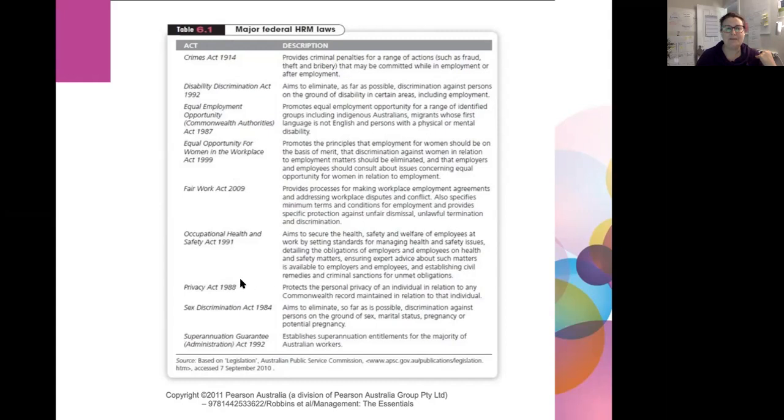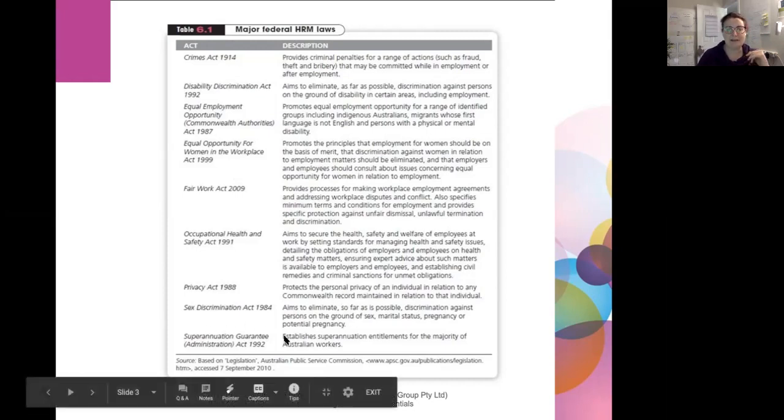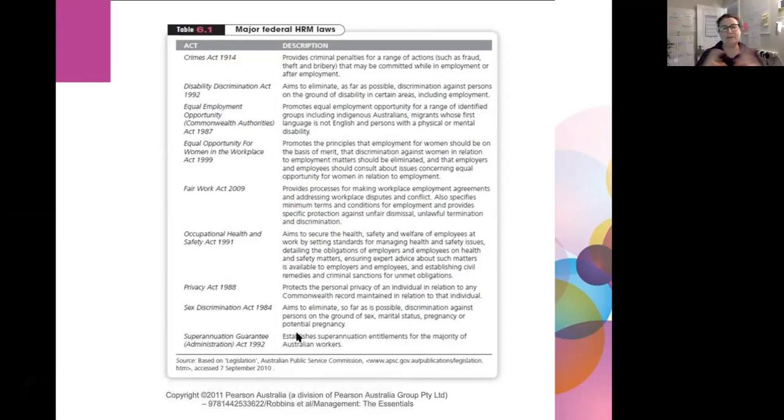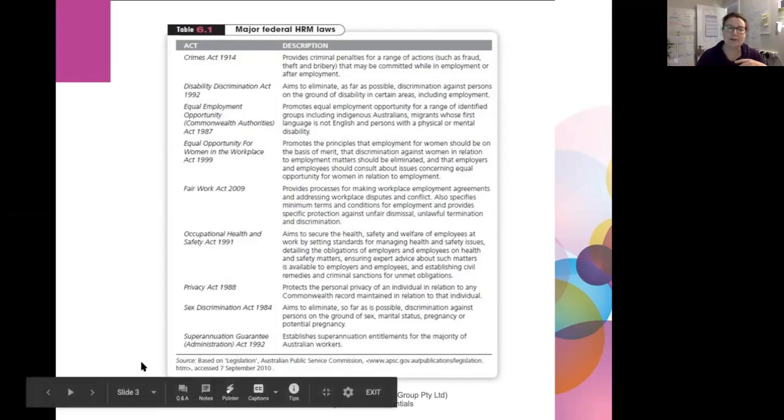We then have things like the Privacy Act, which both protects employees, but then also sets standards for organisations when it comes to things like managing customer data and stuff like that. And then we have our superannuation guarantee, which is the act that manages superannuation arrangements and payments that we need to be aware of as employers.